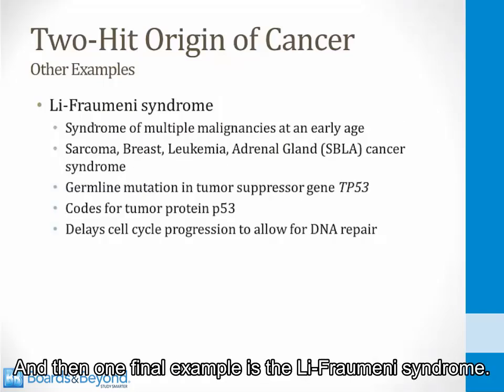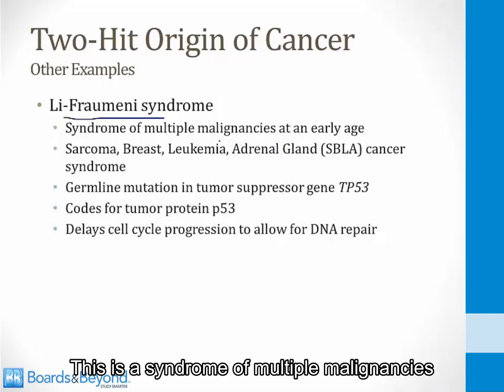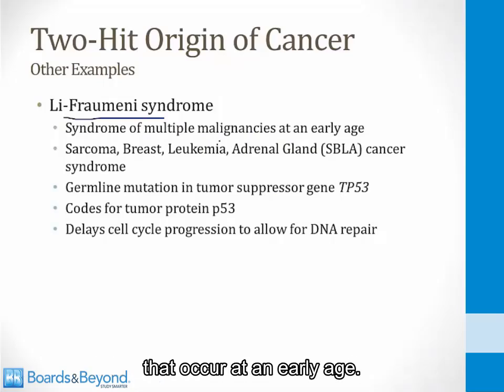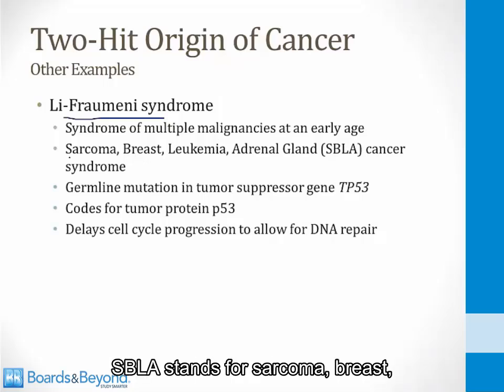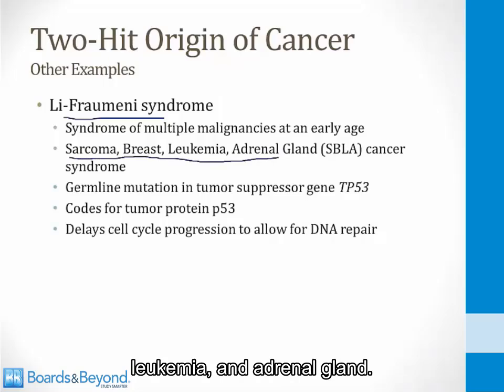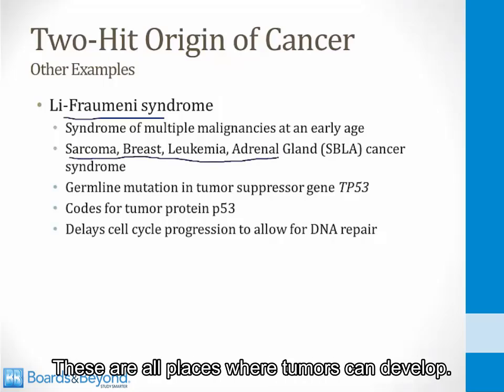And then one final example is the Li-Fraumeni syndrome. This is a syndrome of multiple malignancies that occur at an early age. It's sometimes called the SBLA cancer syndrome. SBLA stands for sarcoma, breast, leukemia, and adrenal gland. These are all places where tumors can develop.